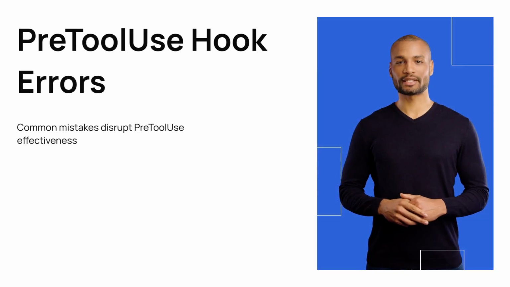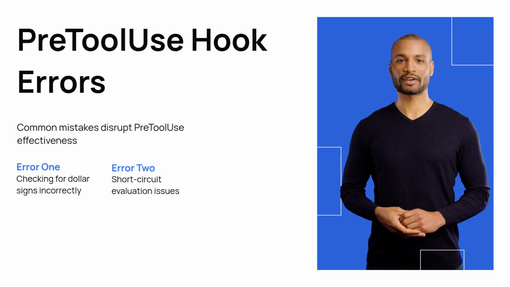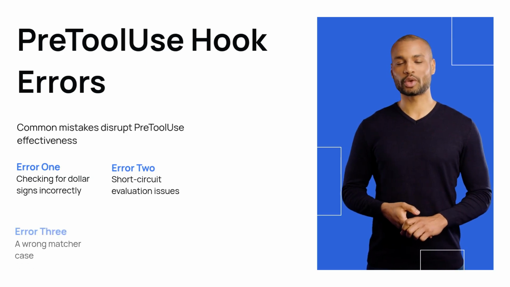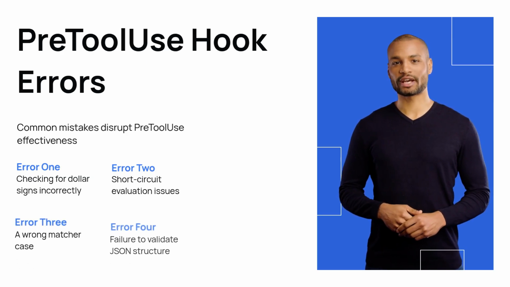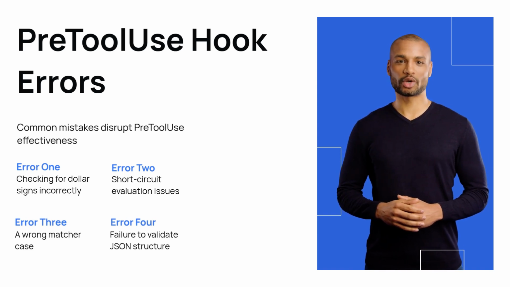4 mistakes that break the PreToolUse hook. 1. Checking for a $ sign anywhere in the document. 2. Using a short-circuit evaluation. 3. A wrong matcher case. 4. Not validating the settings JSON structure before restarting Claude Code.